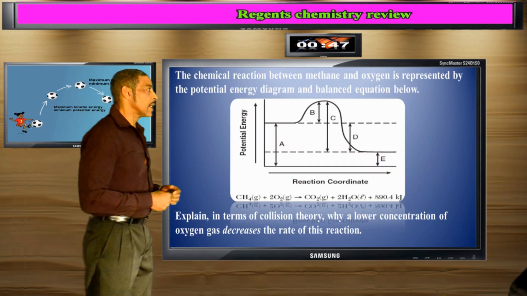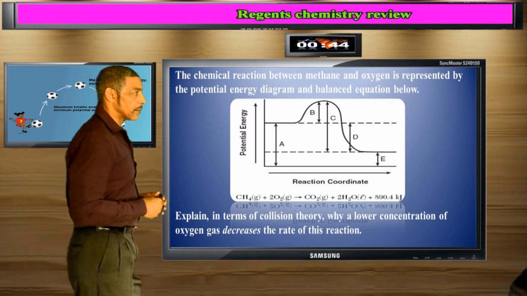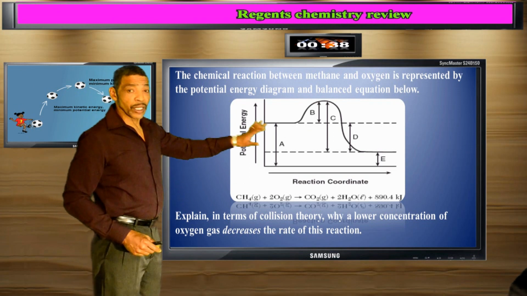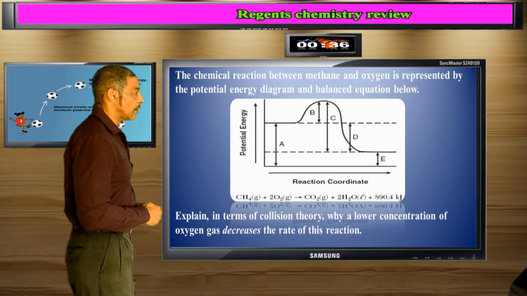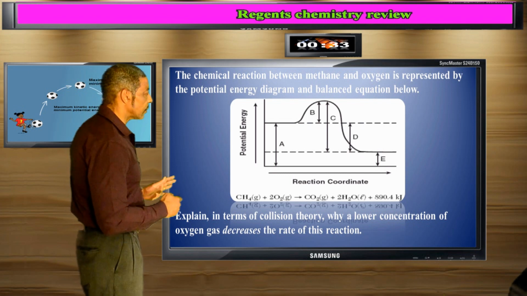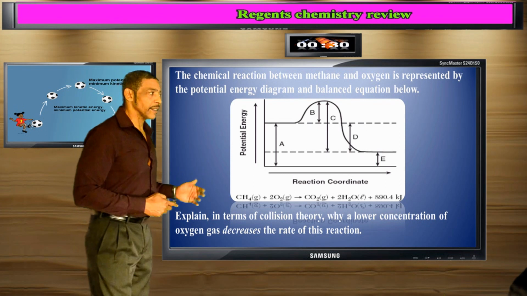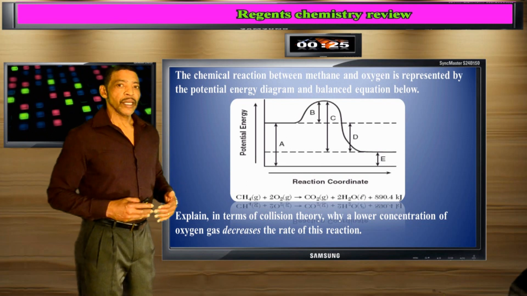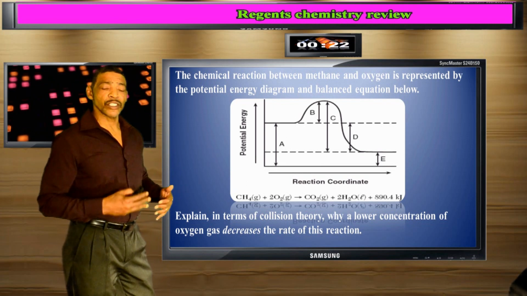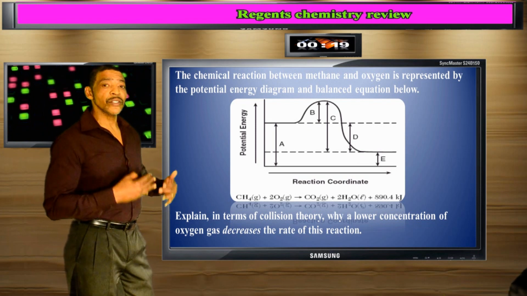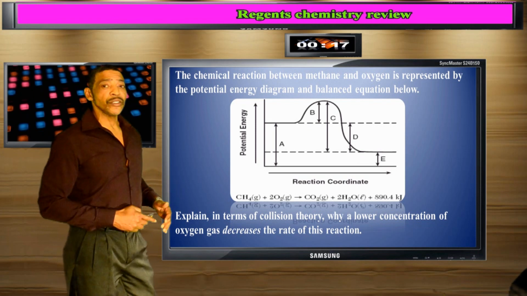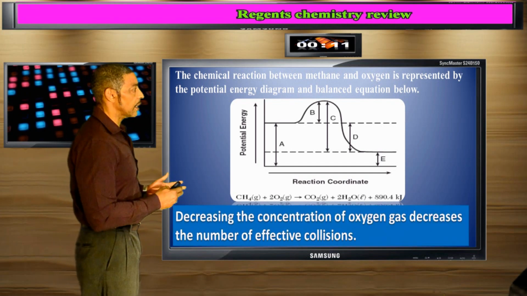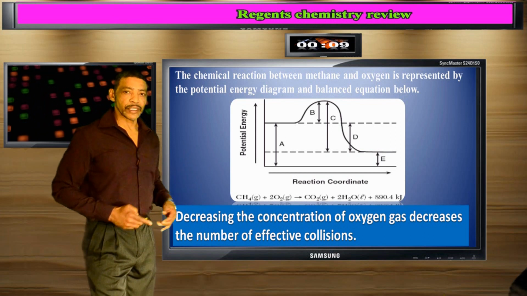And finally, the chemical reaction between methane and oxygen is represented by the potential energy diagram and balanced equations below. Explain in terms of the collision theory why a lower concentration of oxygen gas decreases the rate of the chemical reaction. Well, according to the collision theory, increasing concentration will increase the number of effective collisions. So decreasing the concentration of one of the reactants will decrease the number of effective collisions. So decreasing the concentration of oxygen gas will decrease the number of effective collisions.